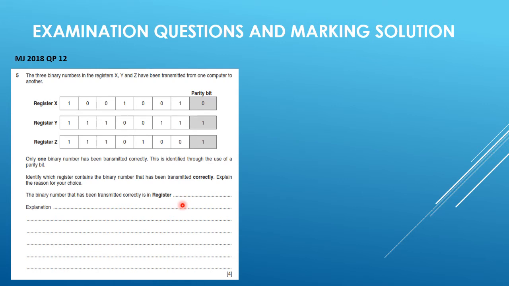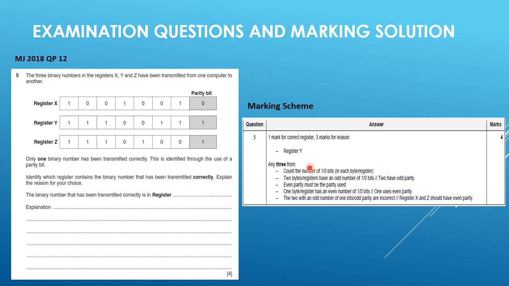Now let's see the marking scheme to know the reason for this. You are going to get one mark for the correct register identified. So register Y is the right answer. Now you need to explain why register Y is the correct answer. The total marks are 4 marks. 1 mark is already awarded. Now for the explanation, 3 marks are required, so at least 3 reasons need to be suggested.